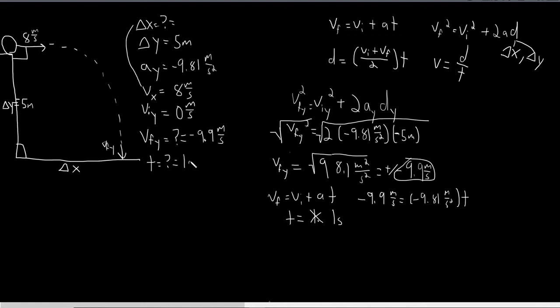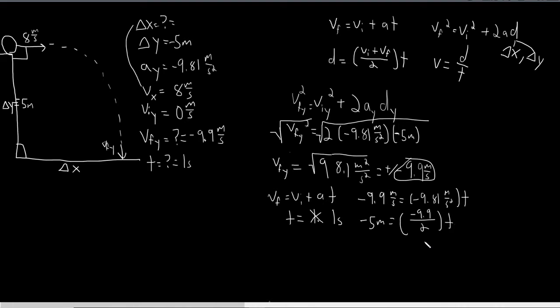And that makes sense. 5 meters really isn't that high for something to fall. Now let's check it the other way using this one. So distance, 5 meters, equals VI, which is 0, plus VF, which we said was negative 9.9. Oh, that should be a negative. That should be a negative, okay. Divided by 2 times time.